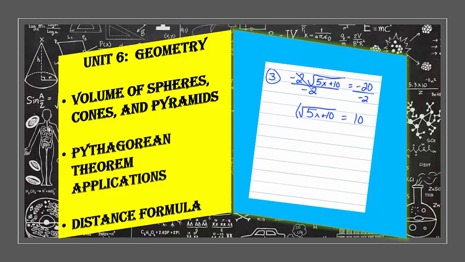Now I want to get rid of that square root, so I'm going to square everything. What I do to one side, I do to the opposite side. And again, what's inside the square root will come out of the square root when I square it. And we see we're down to a 2-step equation again.